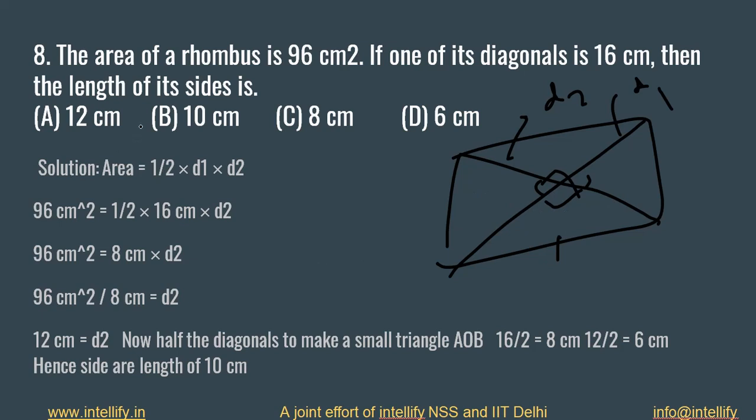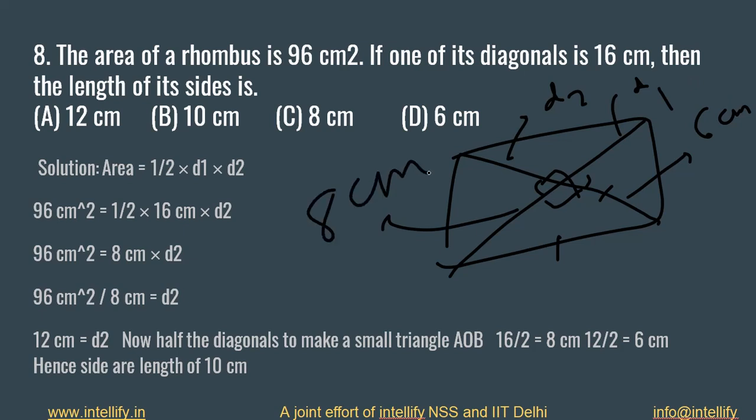So we have been given the area and one of the diagonals. Using that, we can find the other diagonal, that is D2, which will come to us as 12 centimeters. Since the diagonals of the rhombus bisect each other, if D2 is 12, this part will be 6 centimeters, and we have the other diagonal 16 centimeters, so this part will be 8 centimeters.